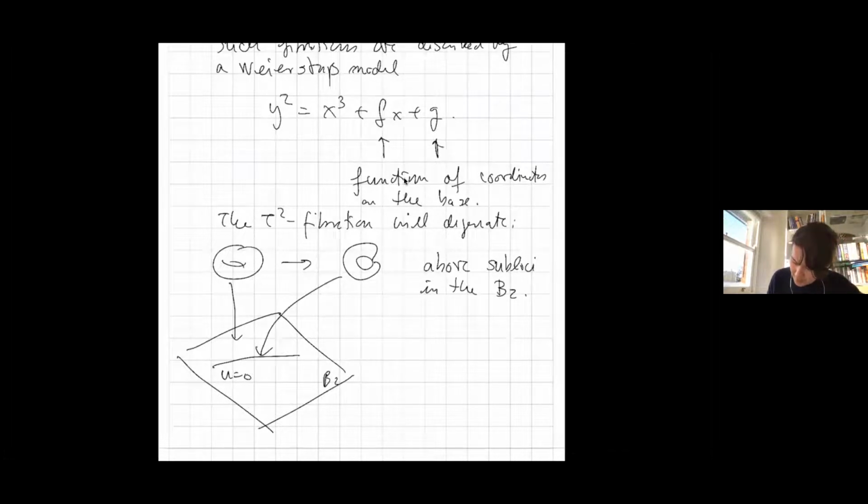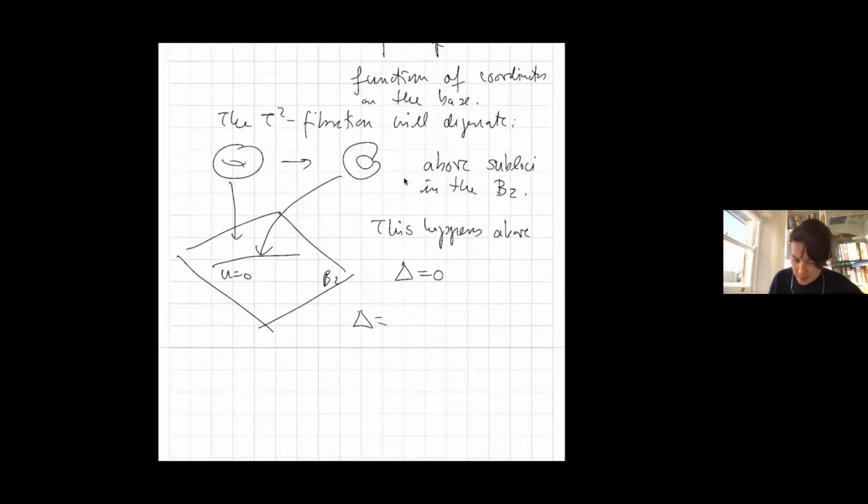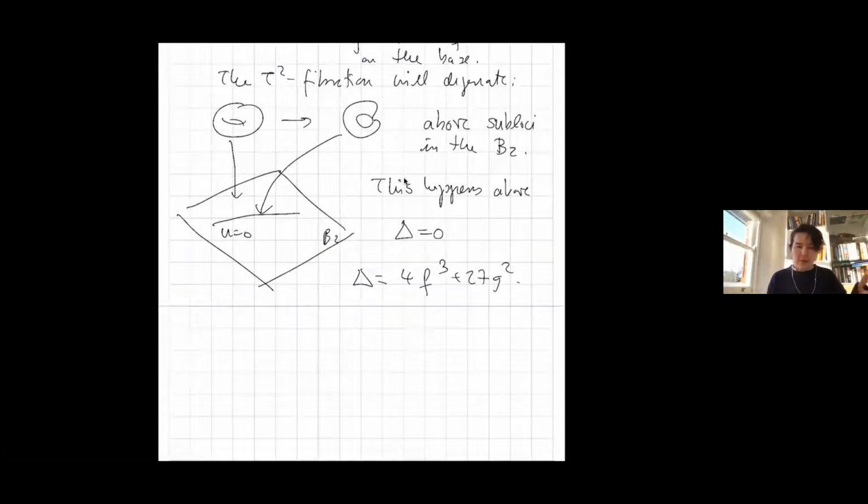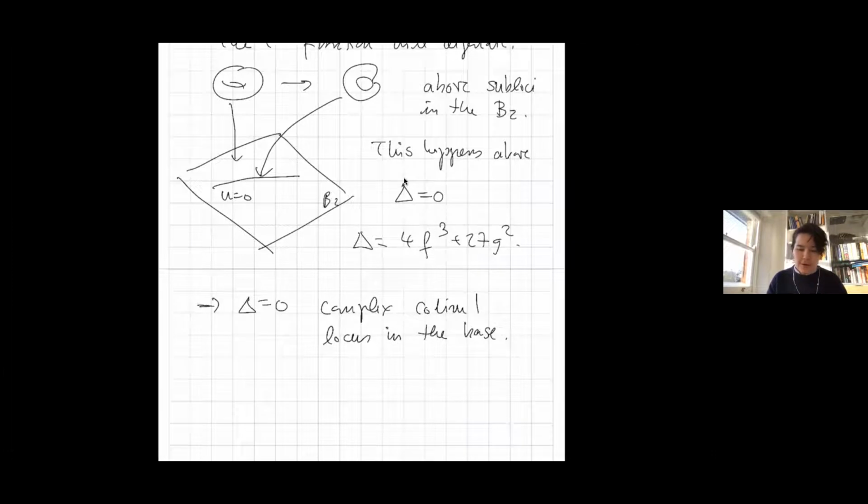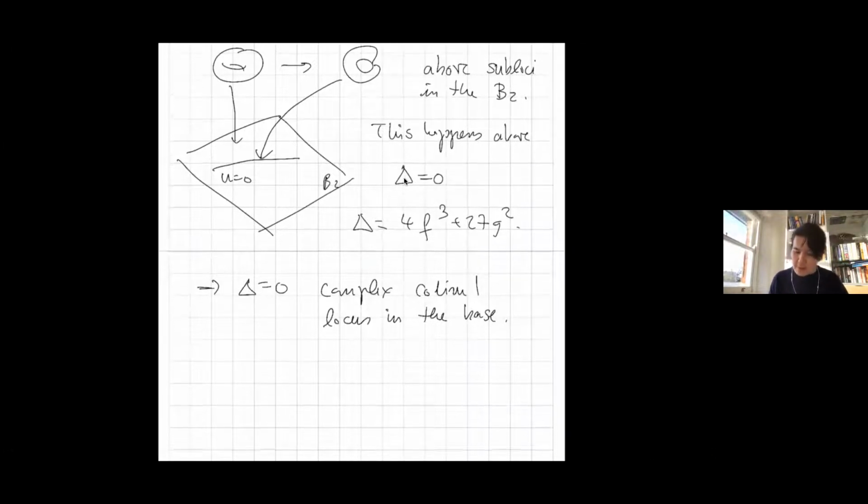And that's exactly, so this happens above delta equals 0, where delta is the discriminant of this equation we wrote down: F cubed plus 27G squared. F and G are functions of the coordinates in the base, and so this equal to 0 gives you a complex one-dimensional sublocus in the base. So this delta equals 0 is a complex codimension 1 locus in the base. And what kind of degenerations exist there? So how does a torus degenerate? It's classic algebraic geometry. This has been classified for surfaces, but it's true also in higher dimensions.